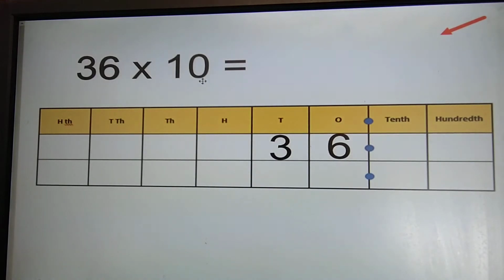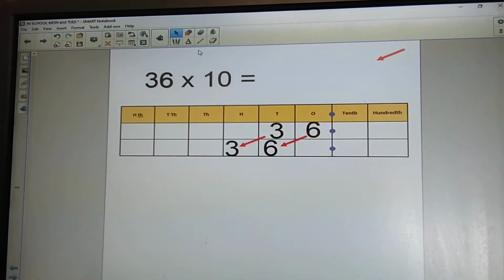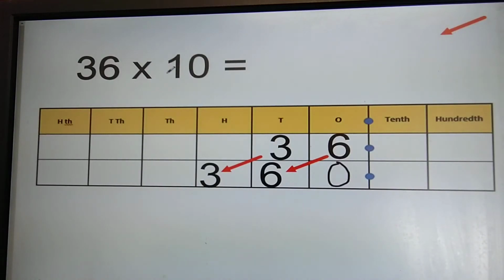And because 10 has got 1 0, we are going to move the digits one place to the left, which I can remind myself of by putting the arrows on. And then finally, if I move my digits one place to the left and put a 0 in the empty box, we can see our answer. So we'll just put a 0 in our box there. So now I can see that 36 multiplied by 10 is 360.